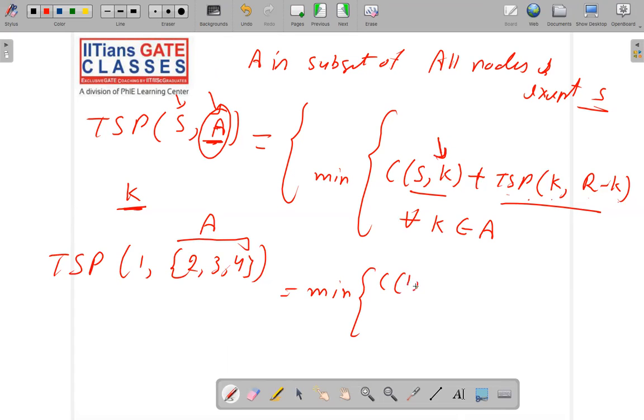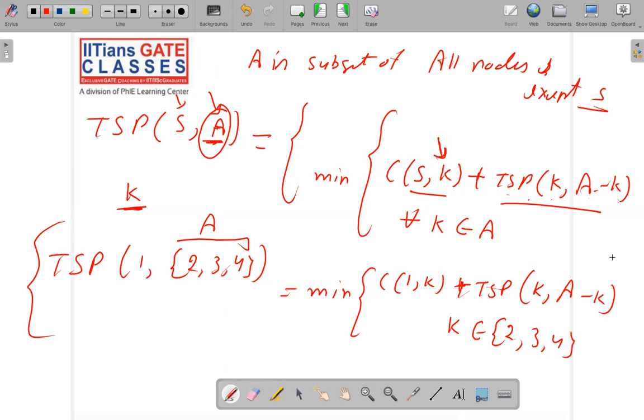So I will say that, okay, 1, K plus TSP of K comma, this is not R, sorry, actually it's A. Okay, it's A minus K. Now this K could be anything, either 2 or 3 or 4, whichever will lead to the minimum cost. Okay, so this is the TSP solution.